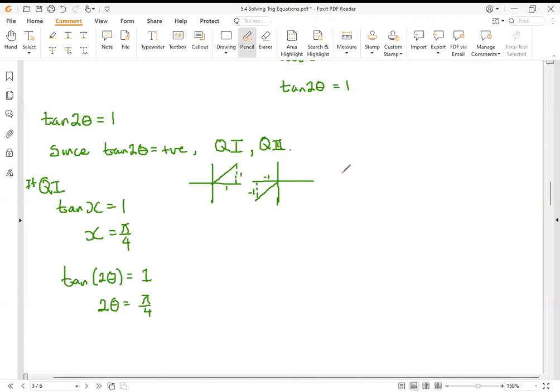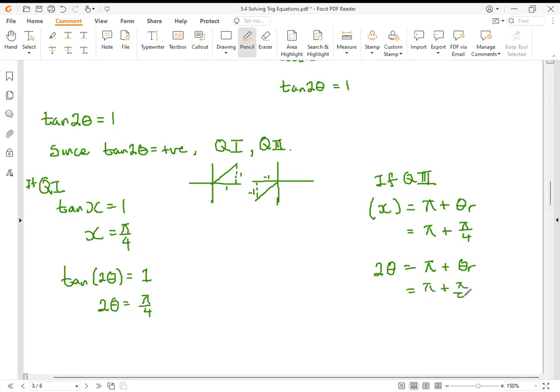If in quadrant 3, then what is my angle? X would be pi plus the related angle, so pi plus pi over 4. In the same way, 2 theta is equal to pi plus the related angle. It is pi plus pi over 4.